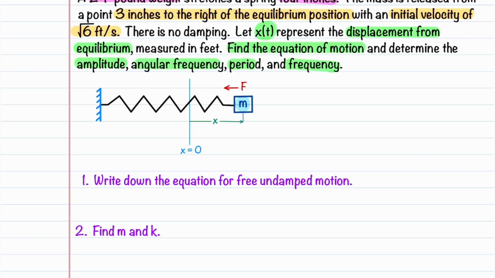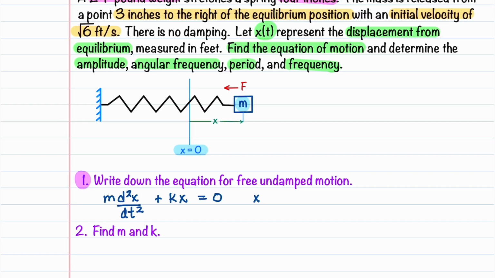Notice in our diagram that our spring is stretched to the right of the equilibrium position, and that equilibrium position is given as x is equal to 0. We're going to start by writing down the equation for free undamped motion. That equation is m d squared x dt squared, that's just the acceleration of the mass, plus k times x, that's due to the spring, and that's equal to 0.